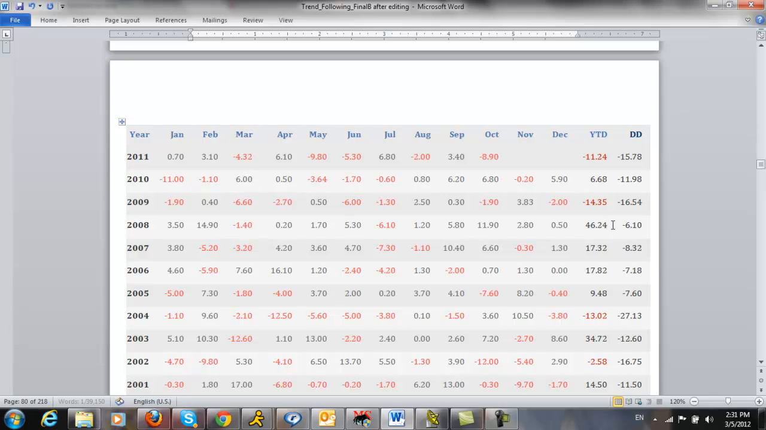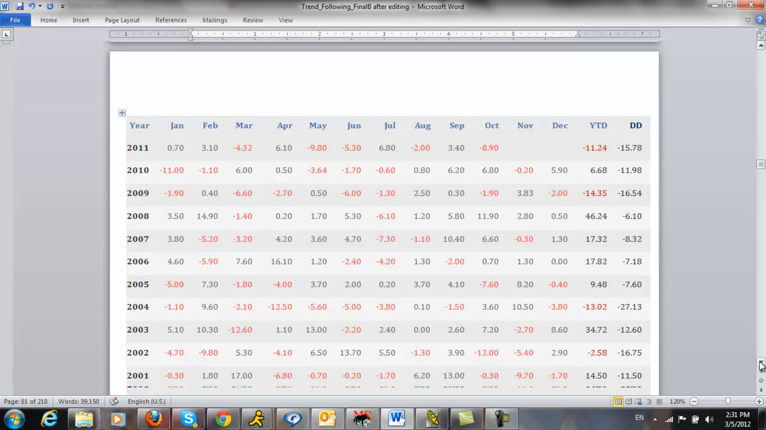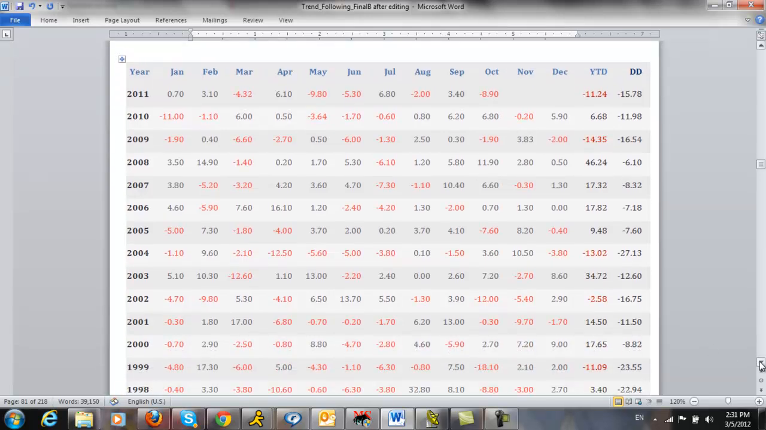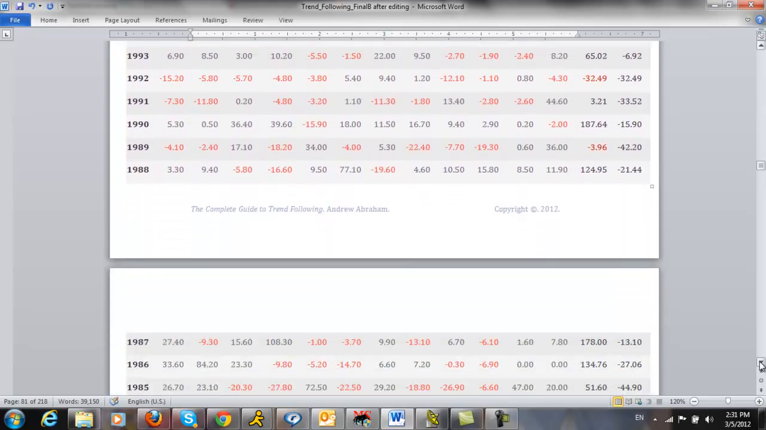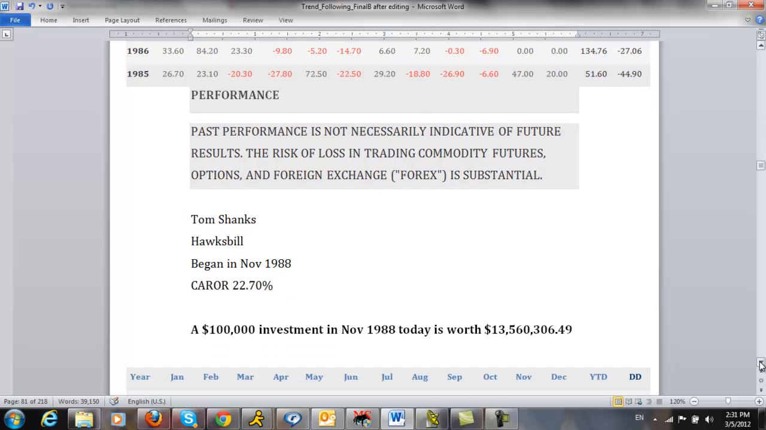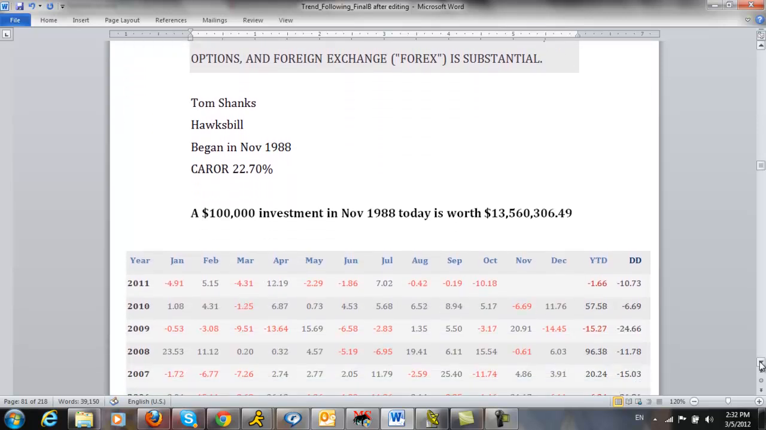In 2008, when everyone was losing money, she made 46%. But the prior year, she lost 13%. She made 17, made 34. But all in all, she compounded money over long periods of time. This is really what I'm trying to say: this is trend following. It's not easy. It's not retirement in a box, which I say all the time.